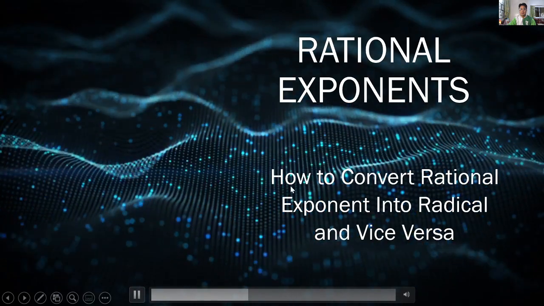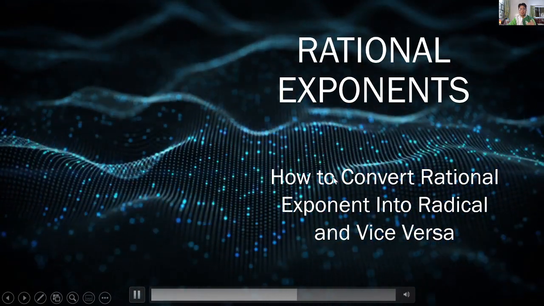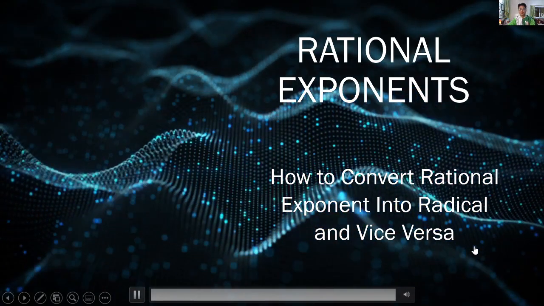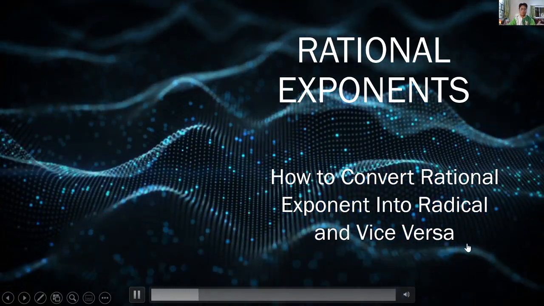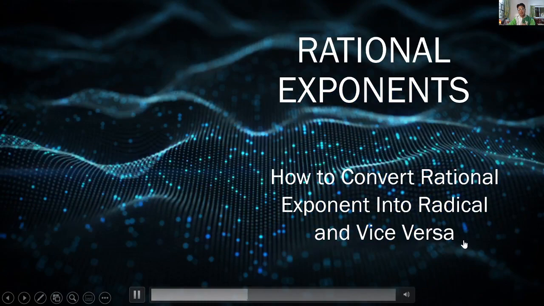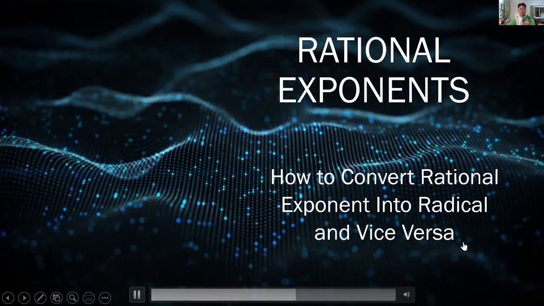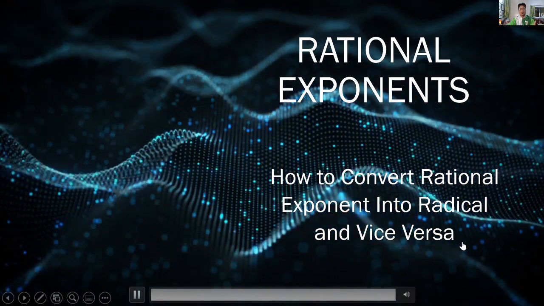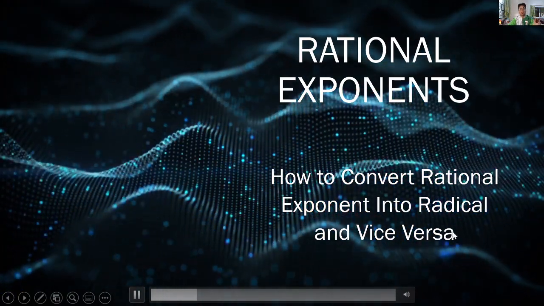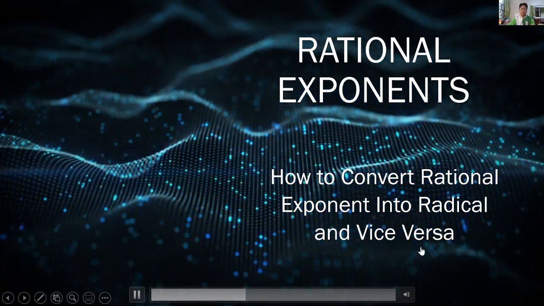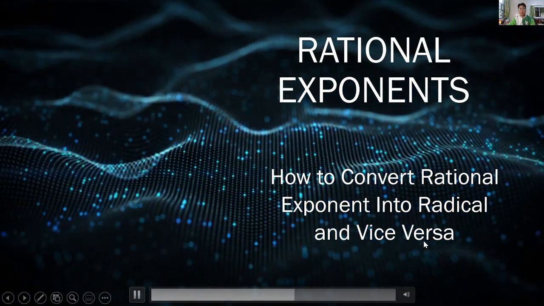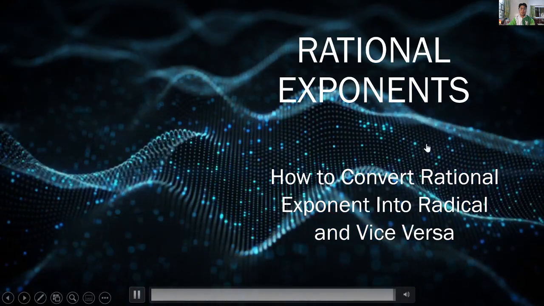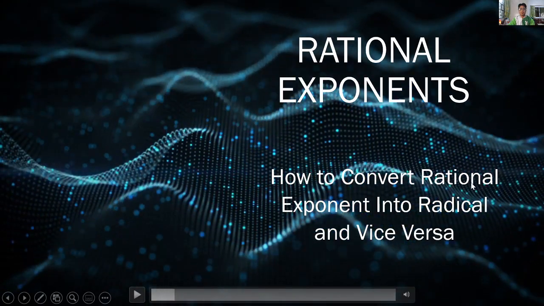And kung mapapansin po natin yung subtitle natin, this is how to convert rational exponents into radical. So we will be talking about rational exponent and also a part of radical. We have here now a separate topic about radicals, but still we will be talking about how to convert rational exponent to radicals and vice versa. Which means if the given is radicals, we will be able to convert it also to rational exponent.